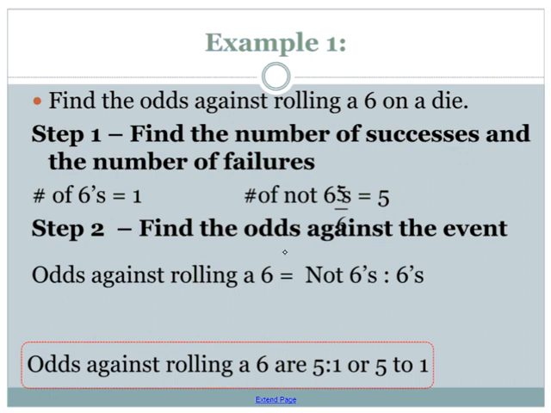So now the odds against rolling a 6 we just do like this. We would say not sixes, colon, sixes. So how many not sixes are there? There were 5 of them. So we would say 5, colon. How many sixes are there? Well, there's just 1. And then what you do need to do is look and see if these have any common factors, if they can be reduced at all.